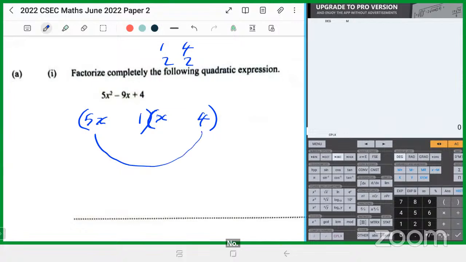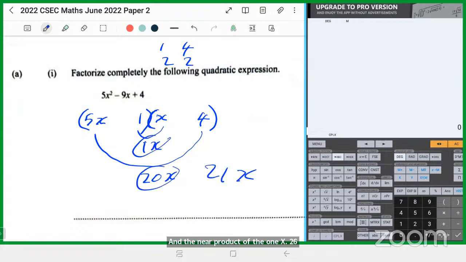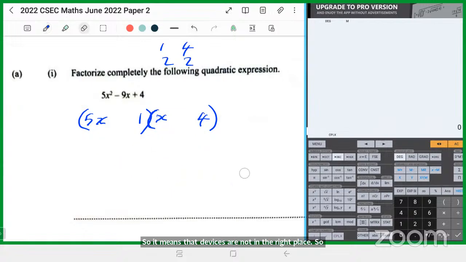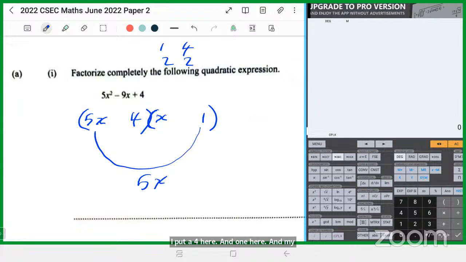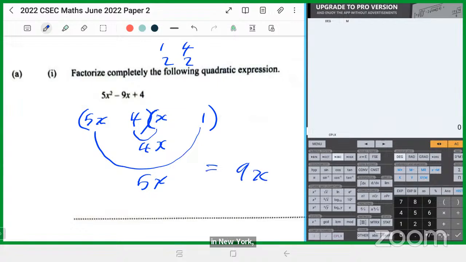Then the far product will be 20x and the near product will be 1x. 20x and 1x is 21x. But my middle term is just 9, so the values are not in the right place. If I try them the other way around and put the 4 here and the 1 here, then my far product is 5x and my near product is 4x. Those add to 9x. Just that now both of them have to be negative, so I put 2 negatives in the brackets. It will be negative 4x and negative 5x, giving me negative 9x.